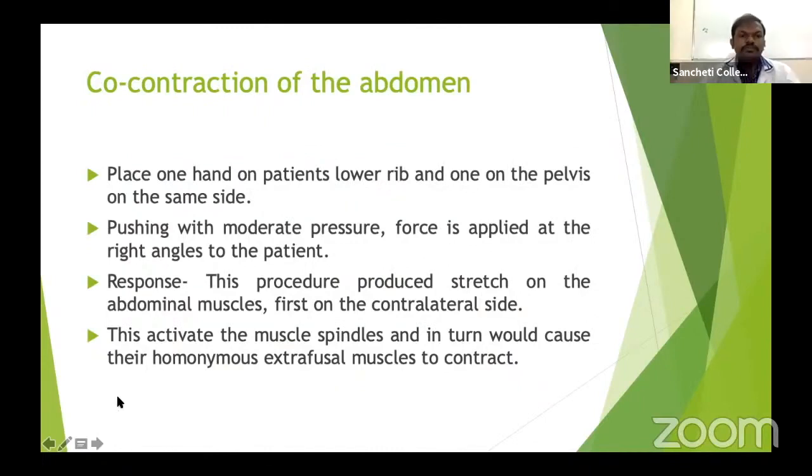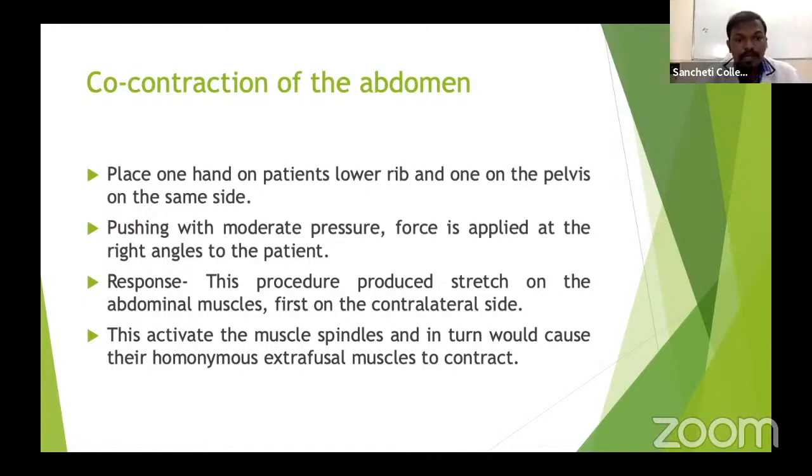The next technique which we are going to see is the co-contraction of the abdomen. Firstly, for the co-contraction of the abdomen, we have to place one hand on the patient's lower rib and one on the pelvis on the same side. And we have to push with a moderate pressure so that force is applied at right angles to the patient.